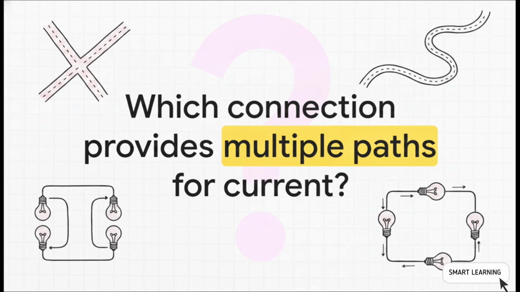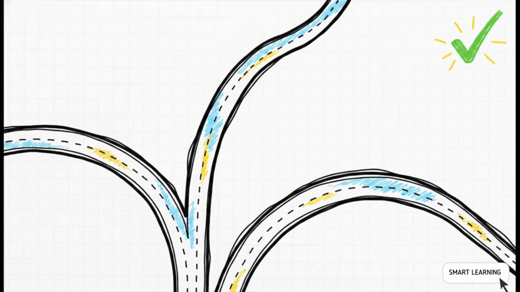Question 2. Think back to our road layouts. Which type of circuit connection provides multiple paths for the current to flow through? And the answer is a parallel connection. Just like a highway branching off into all sorts of different exits and side streets, parallel circuits allow the electron traffic to divide and conquer.